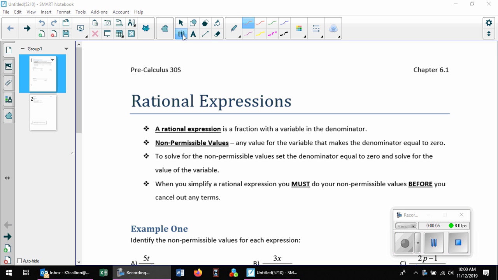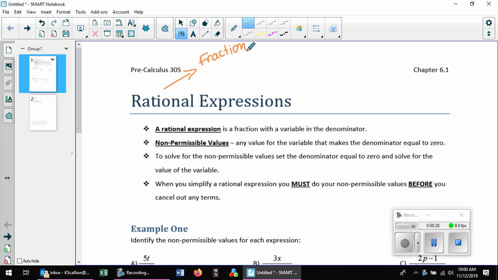Okay, so rational expressions. When we talk about rational numbers, x is an element of the real numbers, or it can be a rational number. Rational numbers include everything that can be written as a fraction. You guys remember that from grade 9?